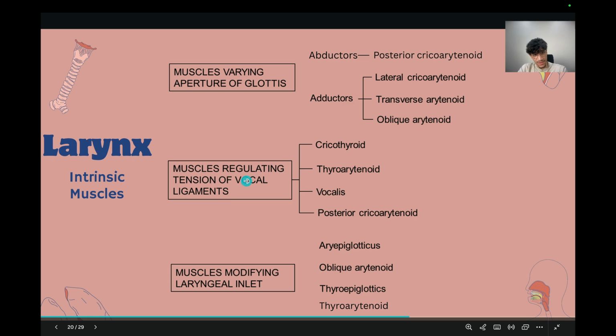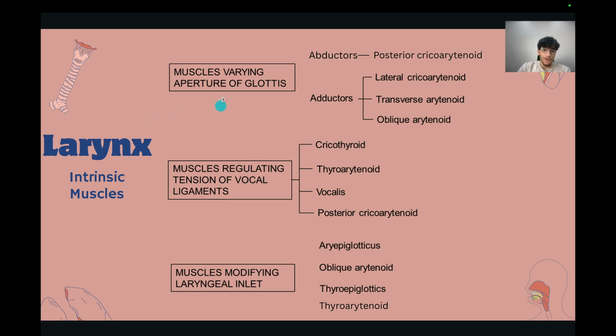Next, we have the intrinsic muscles. For the muscles varying the aperture of the glottis, the abductors, we have the posterior cricoarytenoid, the adductors, lateral cricoarytenoid, transverse arytenoid, oblique arytenoid. For the muscles regulating tensions of vocal ligaments, we have the cricothyroid, thyroarytenoid, vocalis, posterior cricoarytenoid.